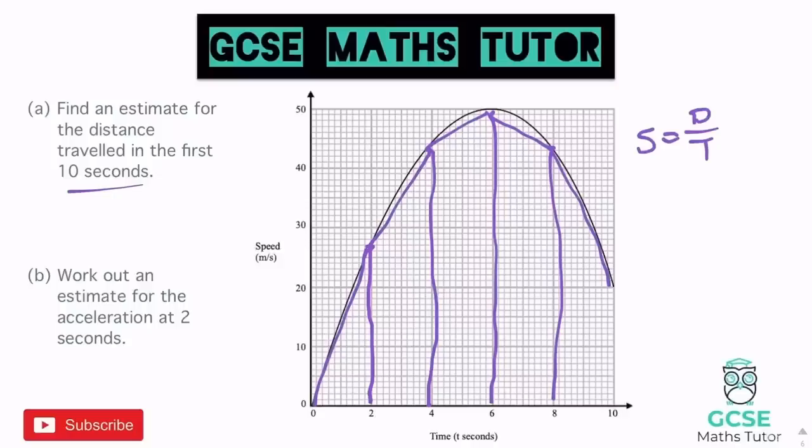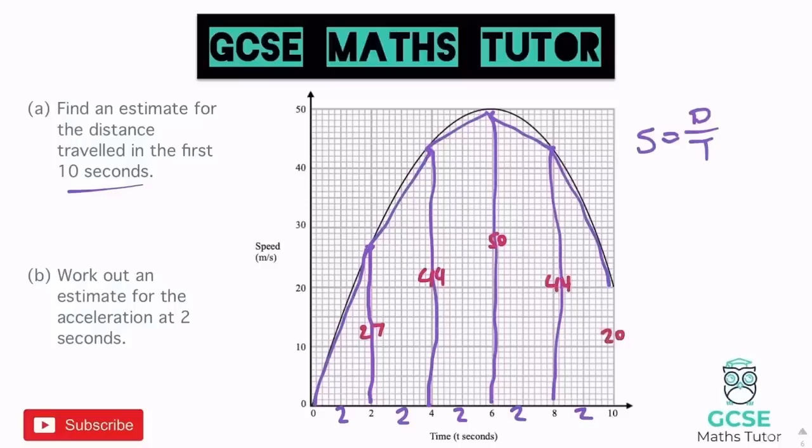This is going to be quite awkward for me to do on here, but I'm going to give it my best shot. I'm going to write in all the heights, because the base of all these shapes is 2, and I just need to work out the area of all these shapes. The height of the triangle there, as best as I can see, looks like 27. The height of the next trapezium is 44. You just need to be super accurate with these. The height of the next one is 50. The next one looks like 44 again to me. And the final height at the end here is 20.